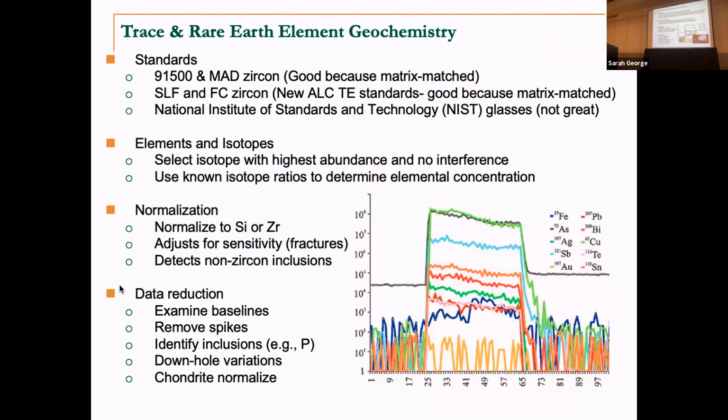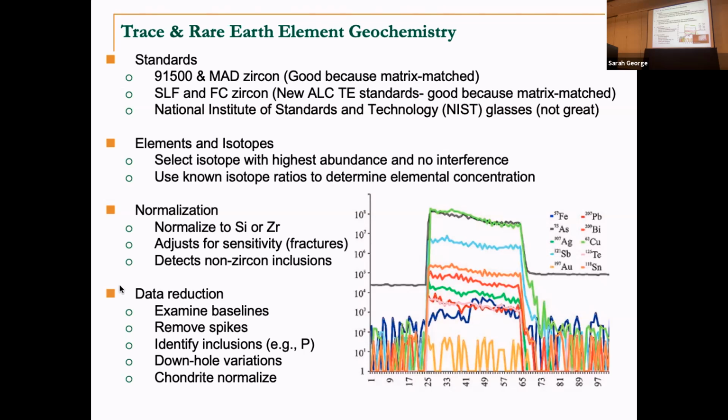You need to do a normalization. You need to make sure that the things you're measuring don't have interferences. This turned out to be a really big problem in mass spectrometry. We'll come back to this at the end, and I'll highlight the ones that we have trouble with in our lab. And then the data reduction can be quite arduous.